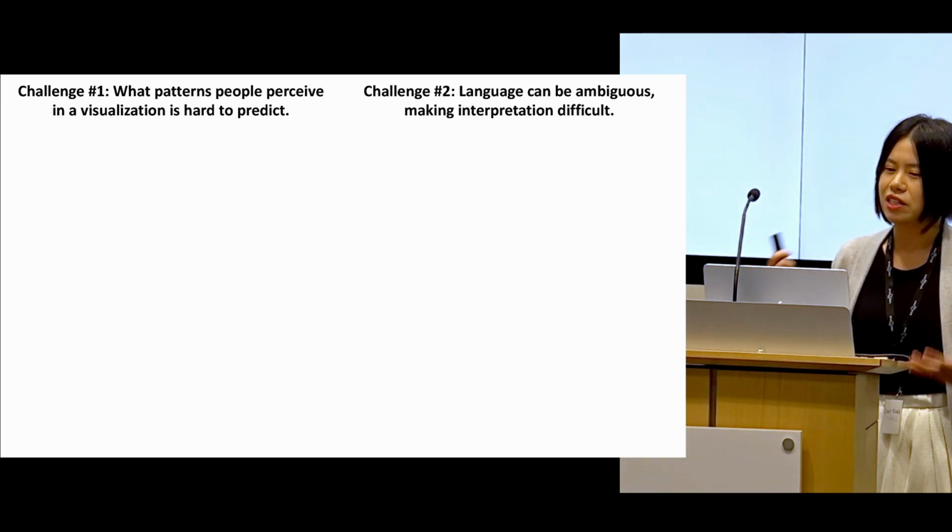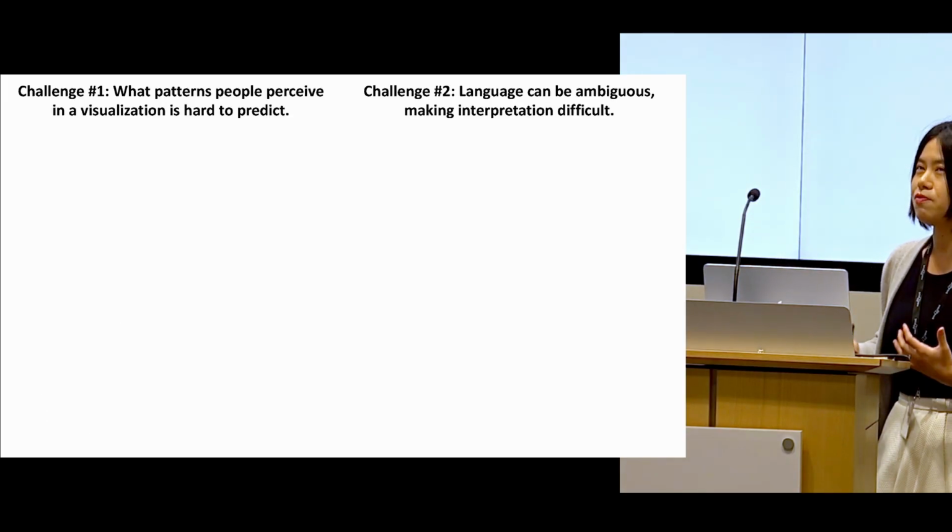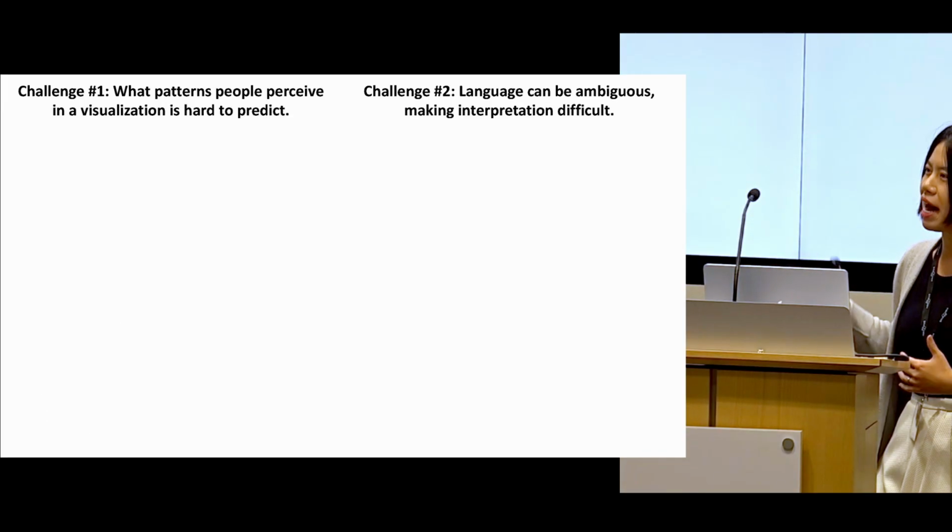The two challenges that we run into are, first, it is very difficult to predict what patterns people see in a visualization. And second, it's also very difficult to understand what they're saying with their natural language, because language can be ambiguous, so interpreting their language specification can be difficult. So I'll talk more about them. I'll start with challenge number 1.